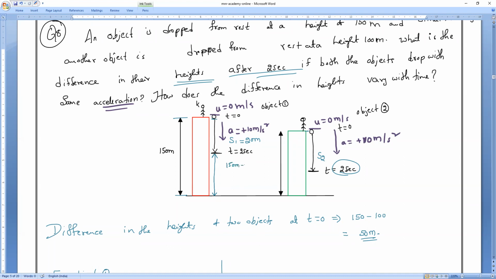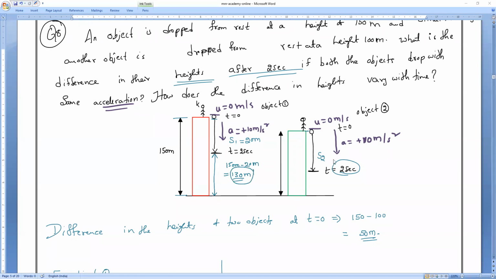Is it okay, guys? Please respond, guys. Yes, sir. All of you? After 2 seconds, the body is how many meters above the ground? 130.